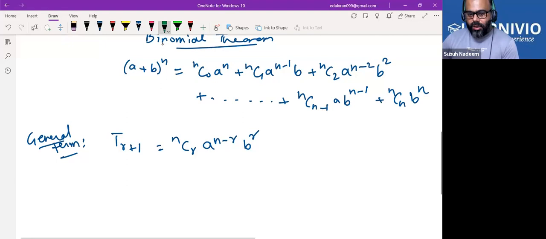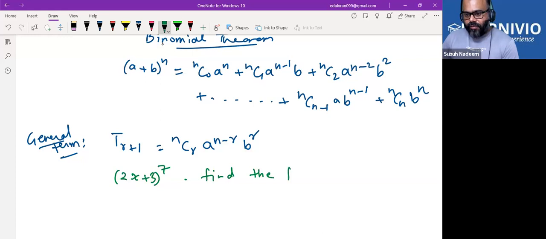Now, suppose you have a question which says (2x plus 3) to the power 7, find the fifth term. So can you find the fifth term? Just give it a try.